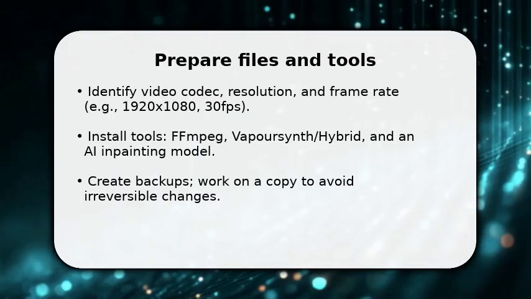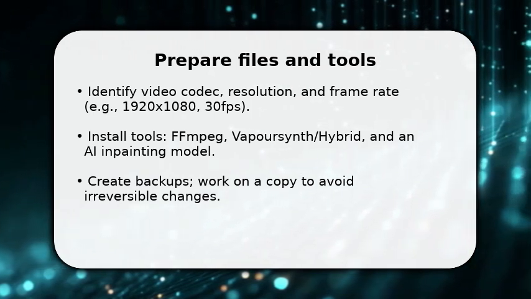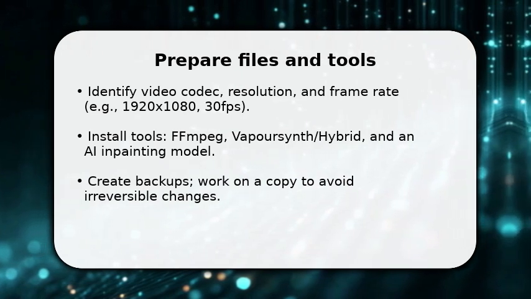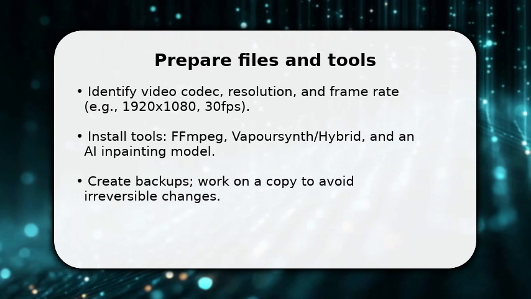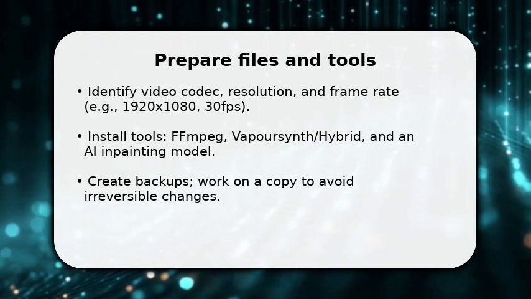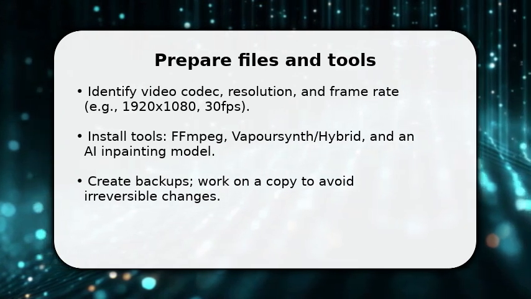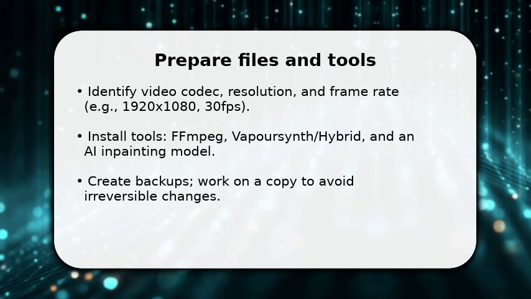You start by getting the exact video specs so filters match frames: check resolution, frame rate, and codec. Next, install and verify FFmpeg and a frame processing tool like VapourSynth or Hybrid, plus an inpainting model for burned subtitles. Once done, make a lossless copy and organize folders: source, frames, masks, output. This prevents data loss and speeds iteration.